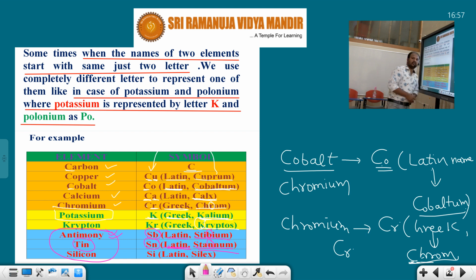But if you observe the name tin, we expect that the first letter will be T, or the second letter Ti or T. But the symbol is derived from the Latin word stannum, a non-English name. So the symbol is Sn. When you read it, it is tin, but the symbol is Sn. How do we get Sn? It is derived from the Latin word stannum. After that, Si is derived from the Latin word silex. First letter is S, second letter is I. So Si is nothing but silicon.